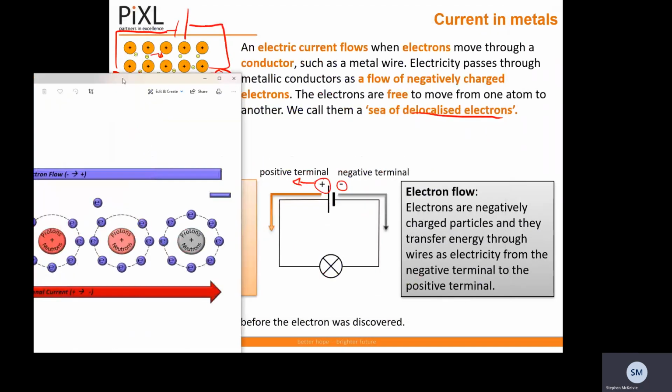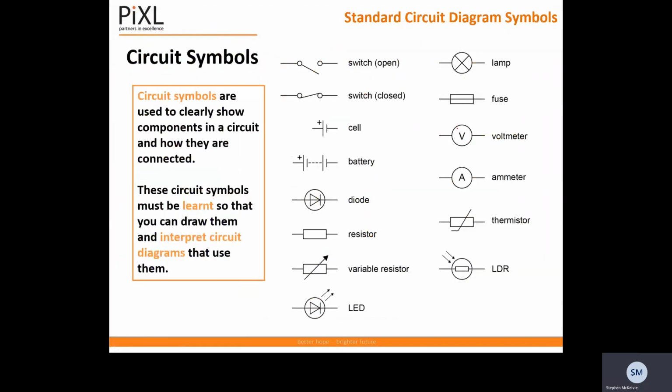Know your circuit symbols, the ones that most commonly come up: lamps, resistors, variable resistors, voltmeters, ammeters, cells, and batteries. Be on the lookout for this as well. This is a DC power pack, and this is an AC power pack. We're going to be talking about those in a minute.